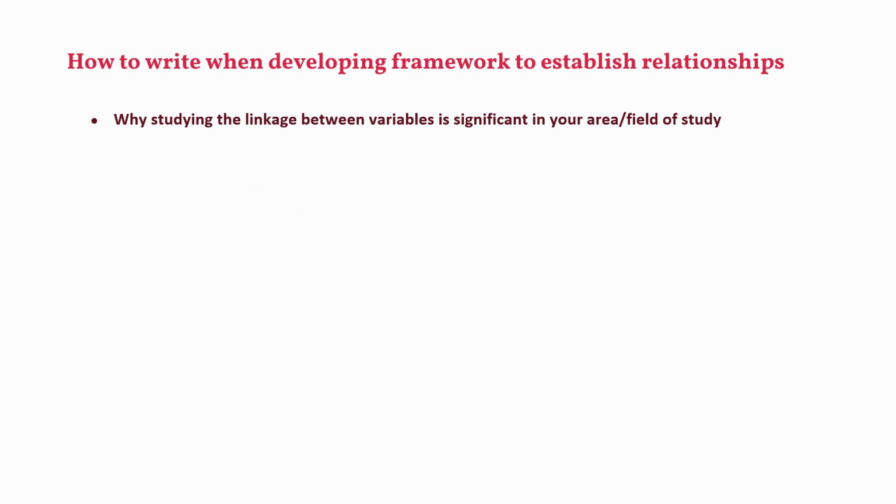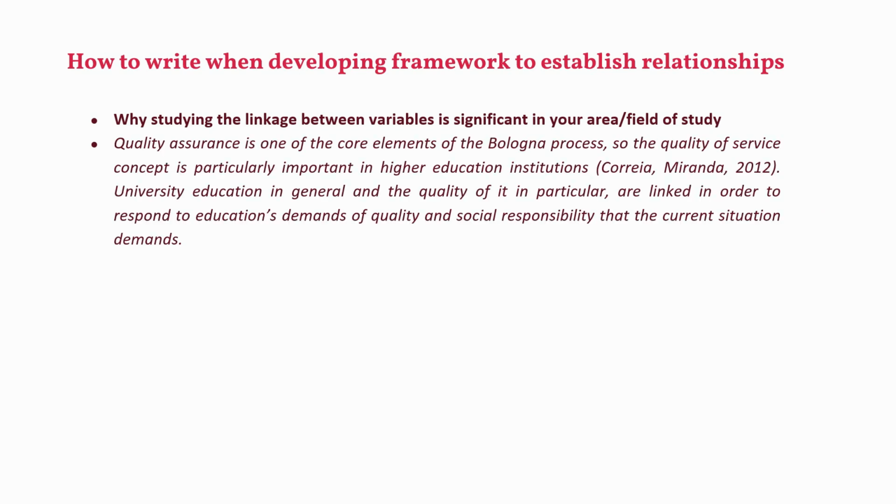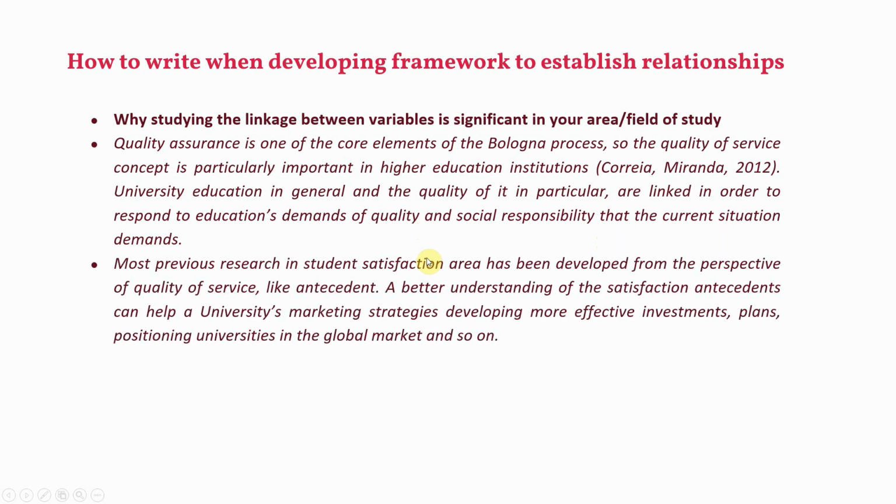Now, why is studying this particular relationship important in your area or field of study? Another example: quality assurance is one of the core elements of the Bologna process. So the quality of service concept is particularly important in higher education. Why is studying quality assurance important in higher education? This is why it's important: because university education in general and the quality of it in particular are linked in order to respond to education demands of quality and social responsibility that the current situation demands. Another example.